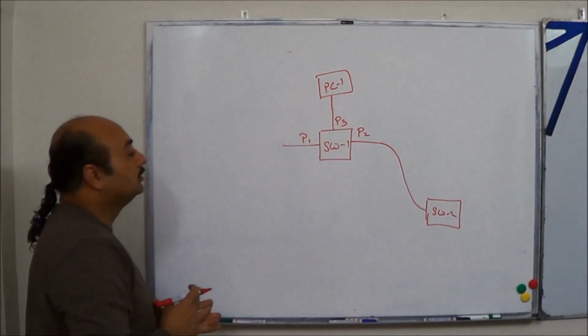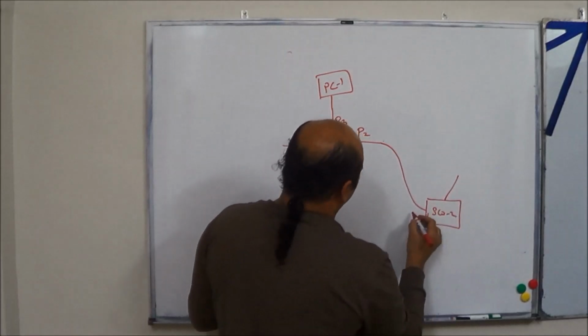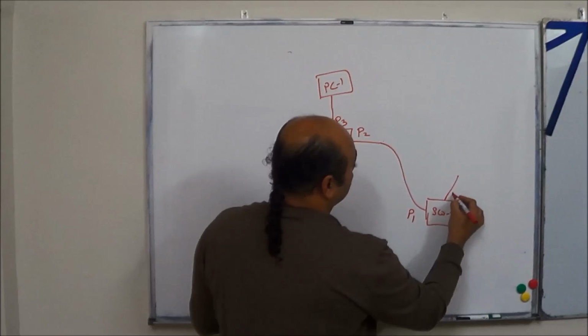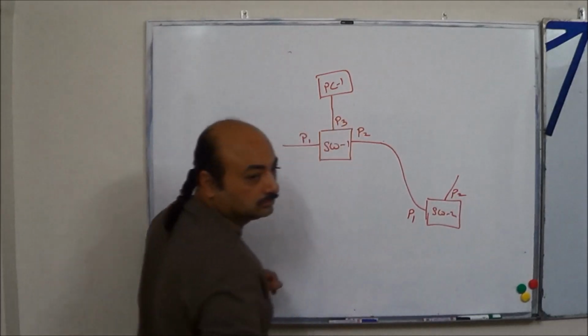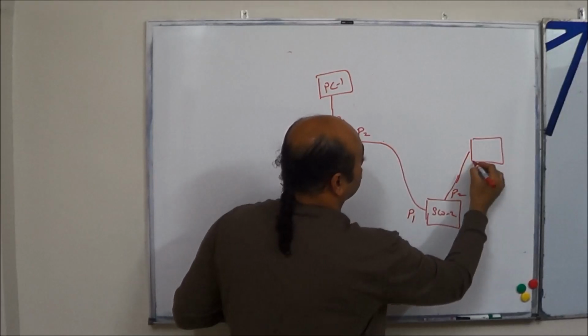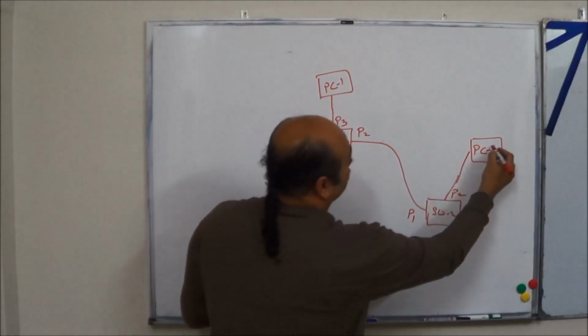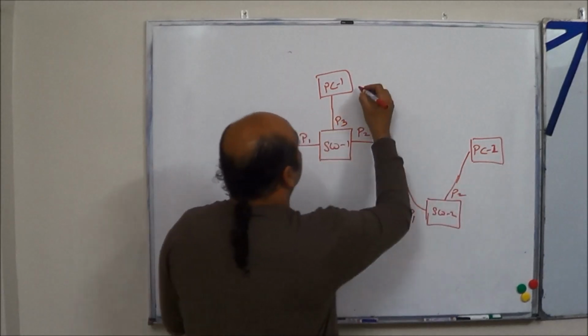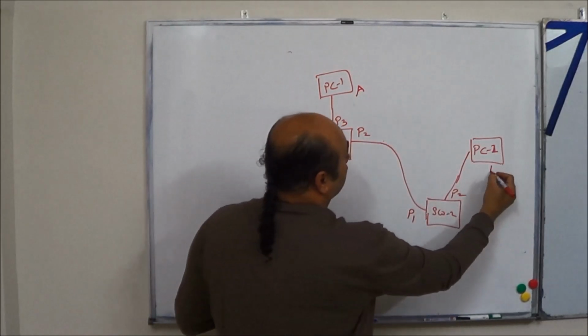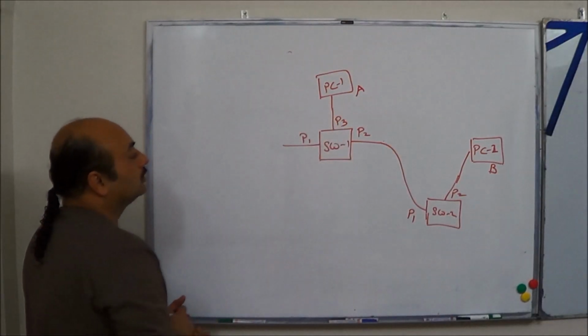Okay. On this switch also, what is this? Port P1, port P2. This is another PC. Let's put it PC2. MAC address A, MAC address B.